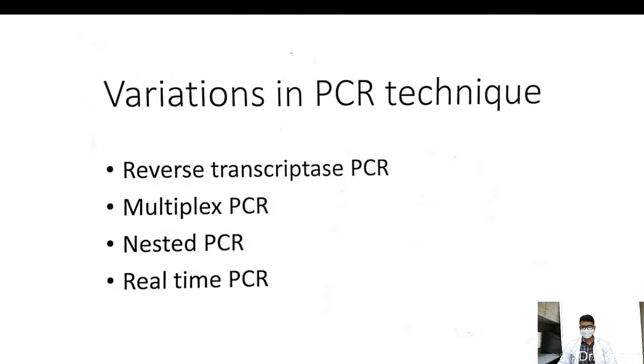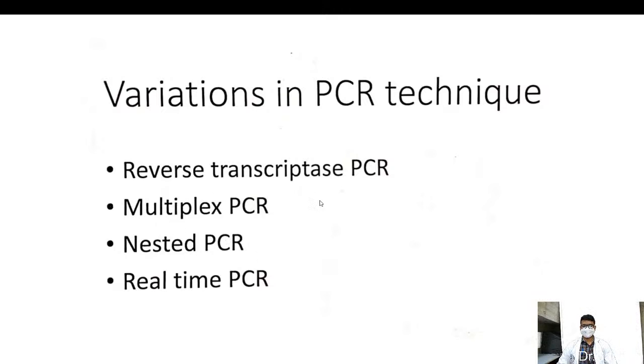So what are the variations of PCR? PCR can be of many types: reverse transcriptase PCR, multiplex PCR, nested PCR, and real-time PCR. The meaning of reverse transcriptase PCR is basically the template will be RNA. So RNA is first converted to DNA by reverse transcriptase enzyme. Then this DNA that is formed is called complementary DNA, cDNA, and this DNA goes through the normal process of DNA amplification, with which we can detect, we can diagnose.